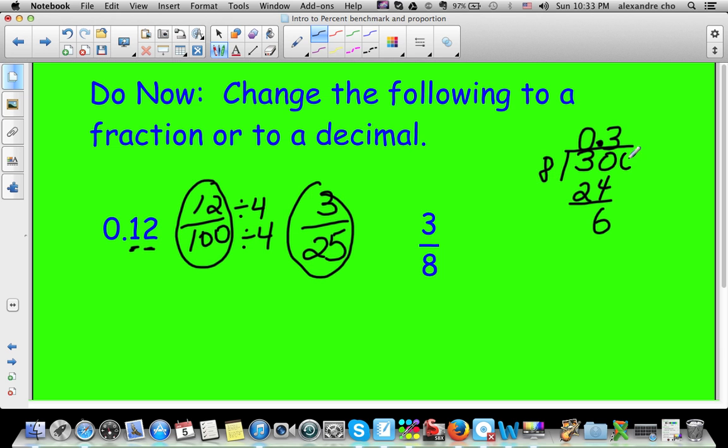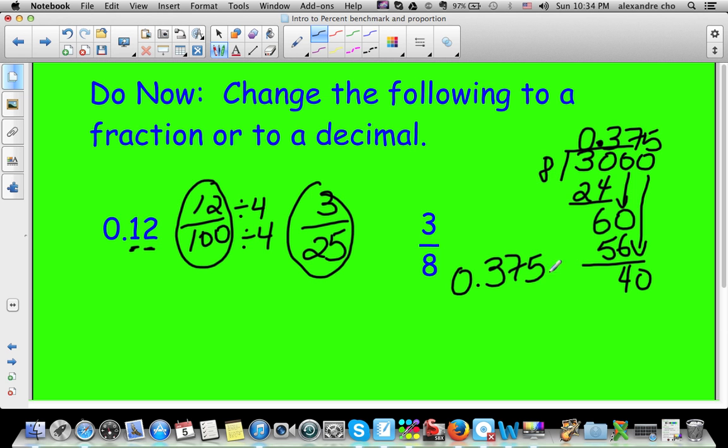You want to bring another 0 down to continue this a little bit. And 8 goes into 60, 7 times. And then you get 56. And subtract that, you get a 4. You bring another 0 down. In this case, it's going to work out nicely for us. 8 goes into 40, 5 times. So 3 over 8 as a decimal is 0.375. Okay, that's that for that.